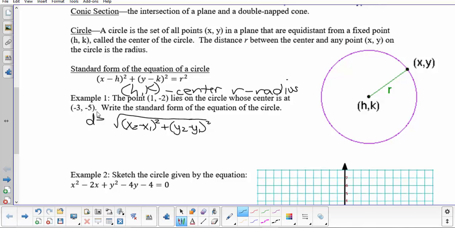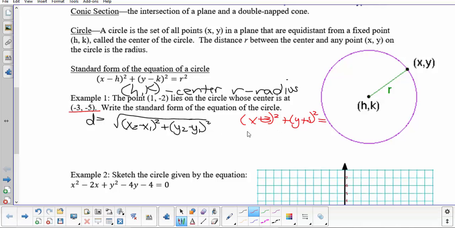Okay. So for our first example, the point (1, -2) lies on the circle whose center is at (-3, -5). Write the standard form of the equation of the circle. So for this example, we do need the distance formula. Either point can be (x1, y1), it doesn't matter as long as we keep it consistent. So we know to start that we can fill in the center. The circle's center is (-3, -5), so it's the opposite: (x plus 3) squared plus (y plus 5) squared equals.